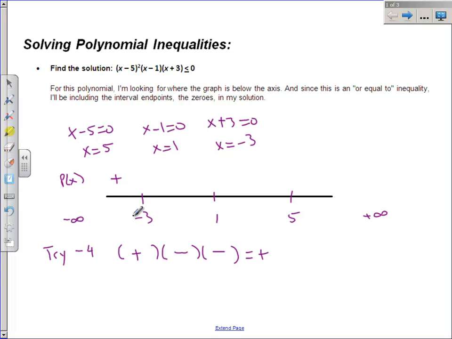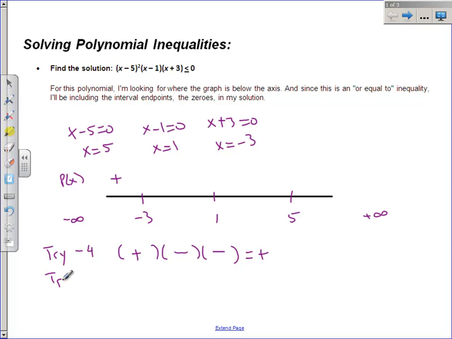You could try any other number you want, but they would all work out to be a positive number. That means our polynomial is above the x-axis. If we remembered a little bit about end behavior, we had an x to the fourth, that's an up, so we would know it would have to be above the x-axis here, but we'll make connections later.